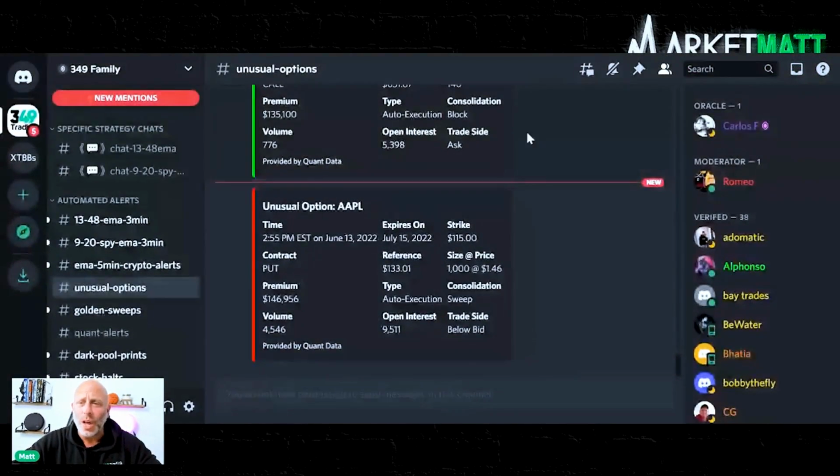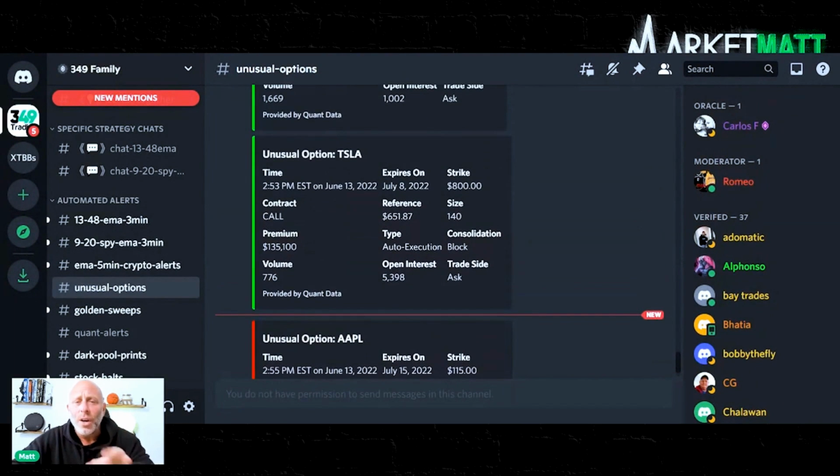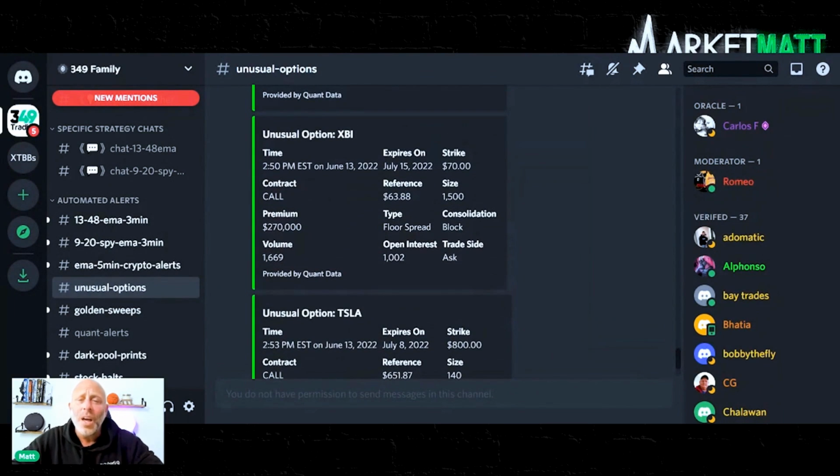We go to unusual options activity. We'll start with the last one that just came in. It's an Apple put. They bought it below the bid. So basically, this is a bearish position on Apple. Let's go one higher. You've got a Tesla call, and it's a trade side ask. So they're paying the ask. So that is a bullish position on Tesla. Also not that big. Now, the one above it on XBI, also a bullish position.